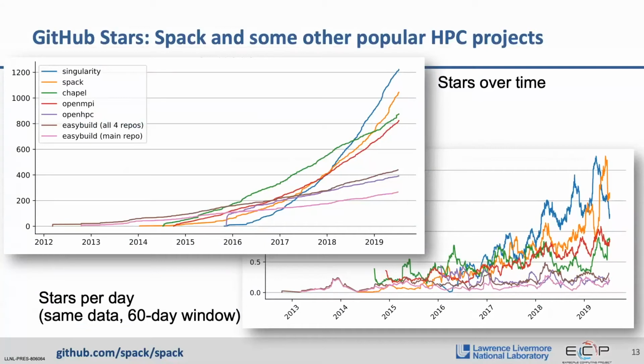This is Chapel. It's been kind of slow and steady. OpenMPI is pretty big, so we're actually exceeding that. And then EasyBuild and OpenHPC, tools that are mostly targeted at sysadmins, I think, are down here. I think the reason for the uptick here is that we're actually targeting users and developers much more, whereas these folks down here are targeting only sysadmins, so it's a smaller community.